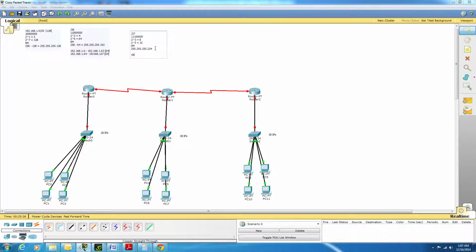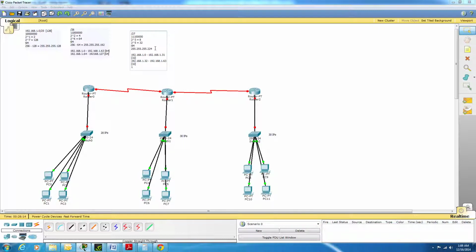So the first will be 192.168.1.0, and that will go to 192.168.1.31, and that will be our first block of 32 IP addresses. The second block would start at 192.168.1.32, and that will go to 192.168.1.63. There we go, and that would be another block of 32 IP addresses.